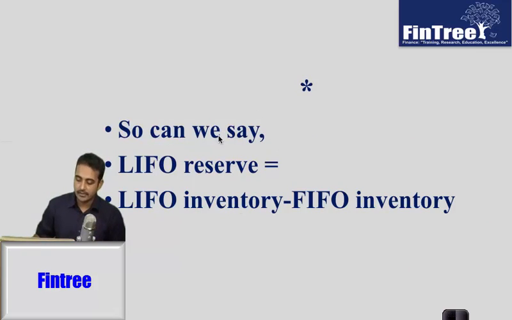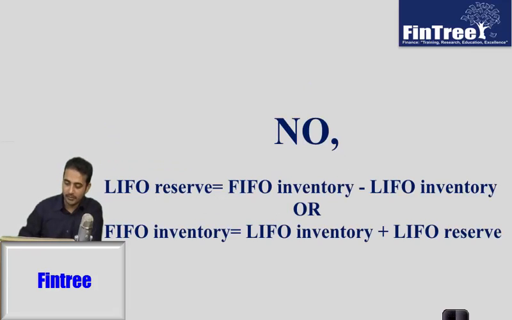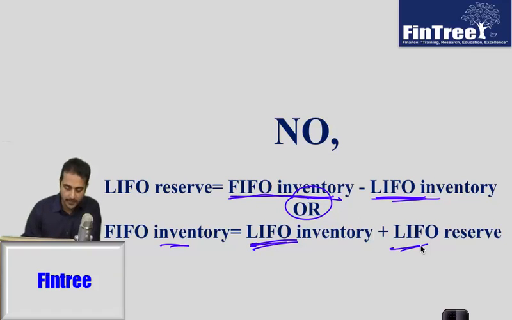So can we say this? Is this equation not correct? Aditya? Is this correct or not correct? So it should be inverted. So you will say FIFO minus LIFO, or FIFO inventory is LIFO inventory plus LIFO reserve. Are you fine with these equations? Should we go ahead?